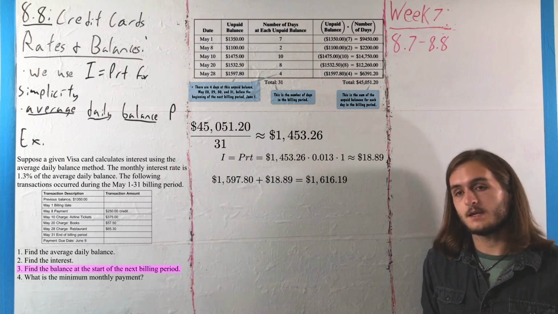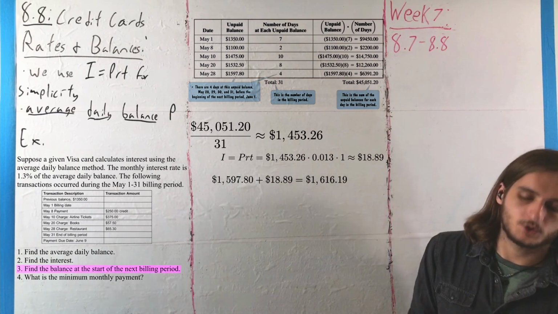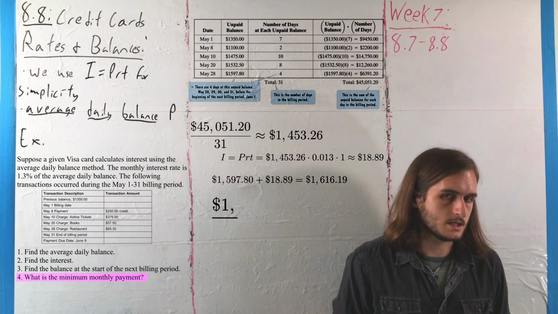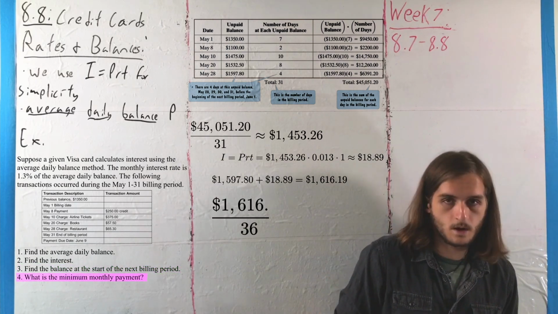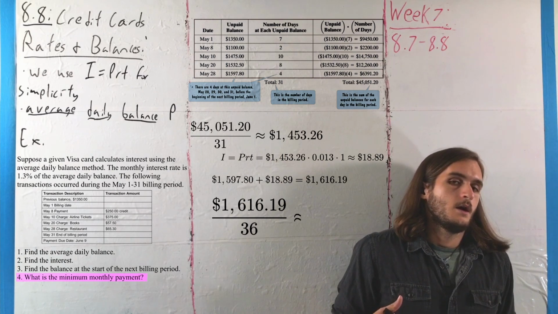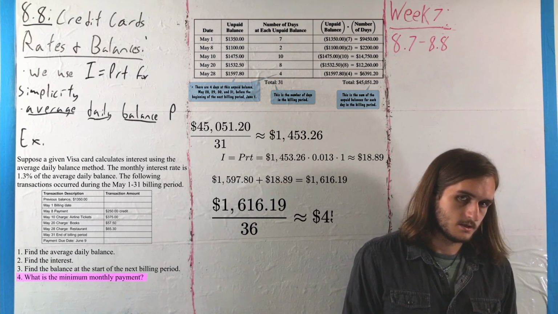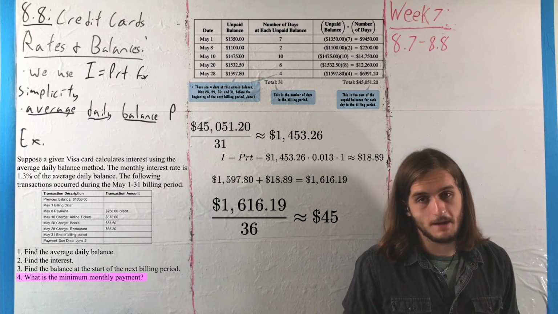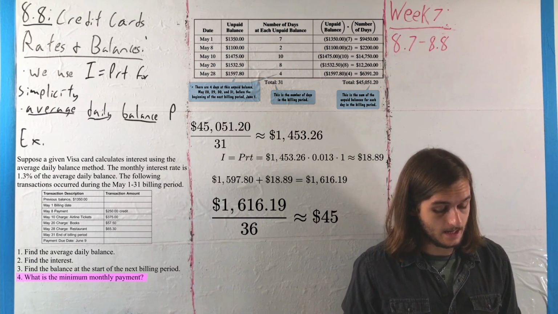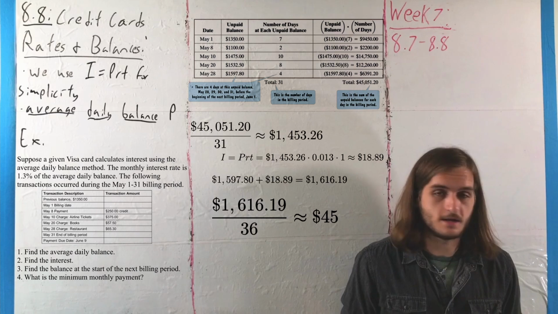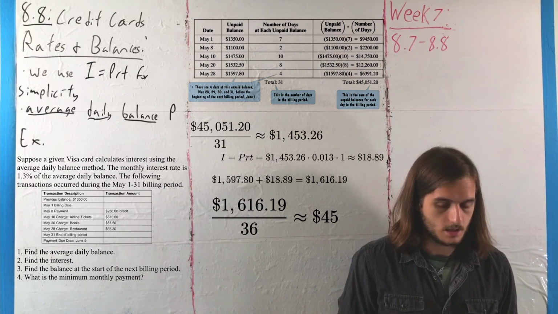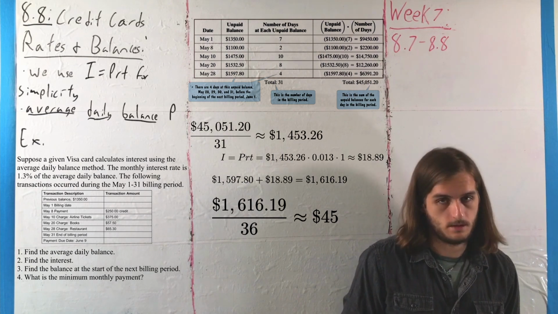So the total due would be that 1453.26 plus 18.89 for a value of $1,616.19, where because that value is obviously bigger than $360, the minimum payment would be that 1616.19 over 36, or $45. And hopefully this also illustrates why you don't want to make the minimum payment, because $45 is not enough if you owe $1,616. No, pay a lot more than that.